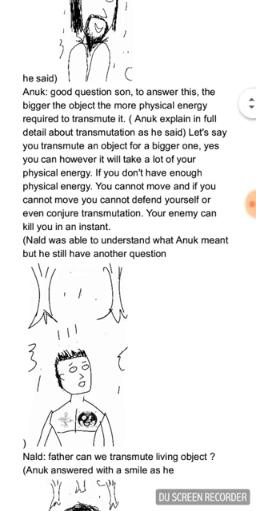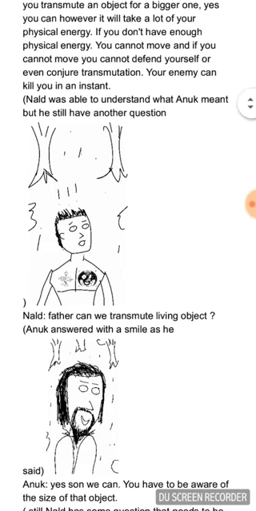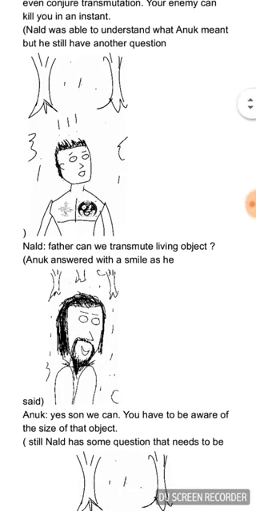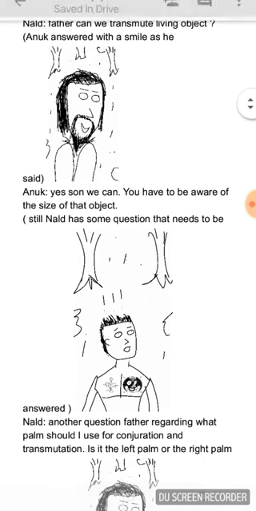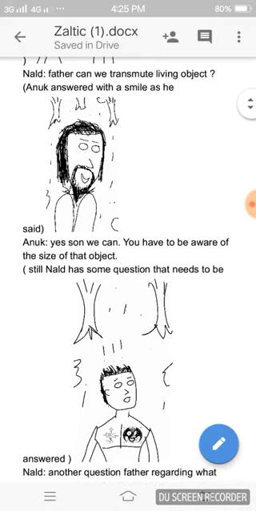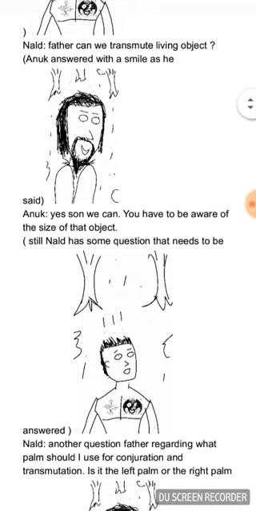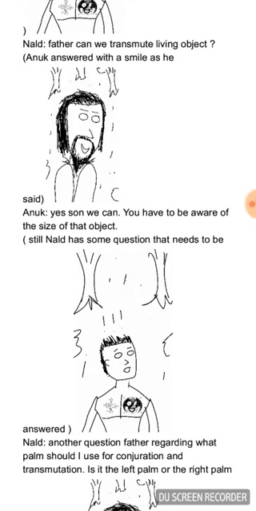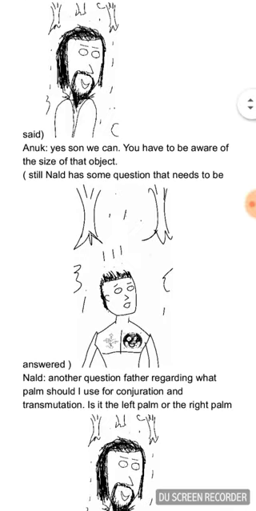Now Nald was able to understand what Anok meant, but he still had another question. "Father, can we transmute a living object?" Anok answered with a smile, "Yes, son, we can. You have to be aware of the size of that object." Now there were some questions that needed to be answered.